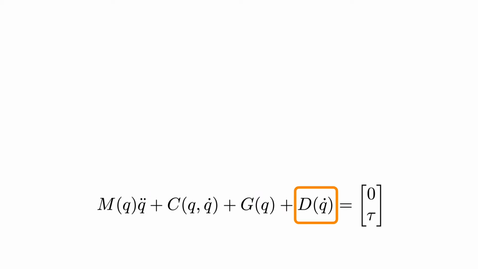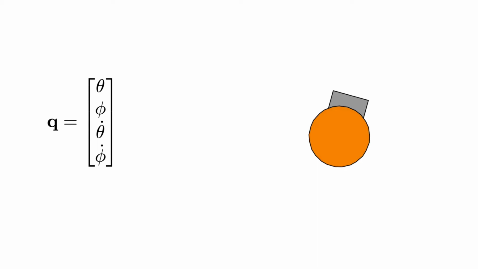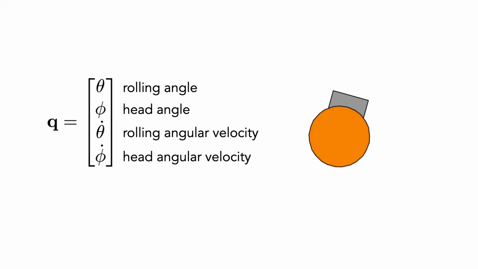ball and the head. The state of my robot includes theta as the angle the ball has rolled, phi as the angle of the head off of the vertical, and both of their corresponding velocities. This system has a single input, the torque applied from the head onto the ball.